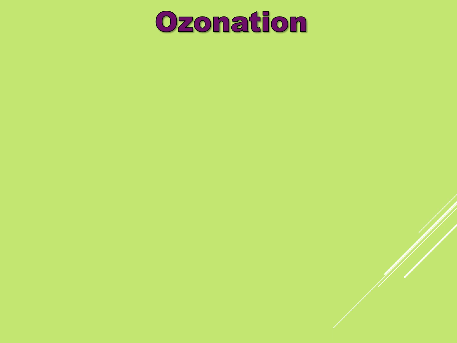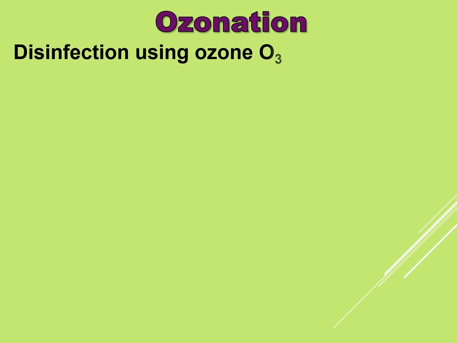Next technique, ozonation. Next disinfection technique. So the first technique was chlorination that we have seen. Next technique is ozonation. Ozonation means what? Adding ozone to water. Disinfection using ozone. Ozone is O3. So ozone decomposes to give oxygen plus nascent oxygen, and this nascent oxygen will destroy the microorganism. It's a powerful oxidizing agent and it will destroy the microorganism present.